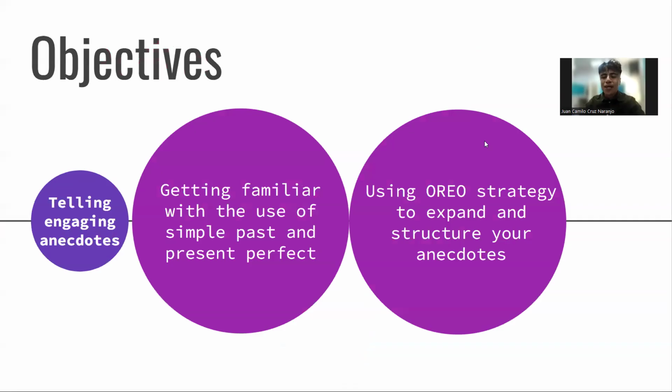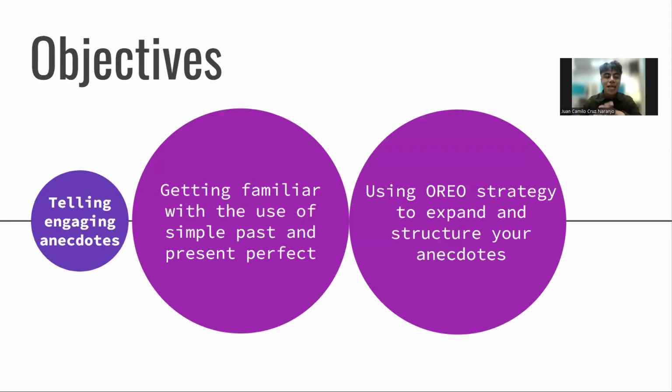We're going to start by checking our objectives for this lesson. The first objective is telling engaging anecdotes. The second objective is getting familiar with the use of simple past and present perfect. And as a third objective, we've got using our strategy to expand and structure your anecdotes.